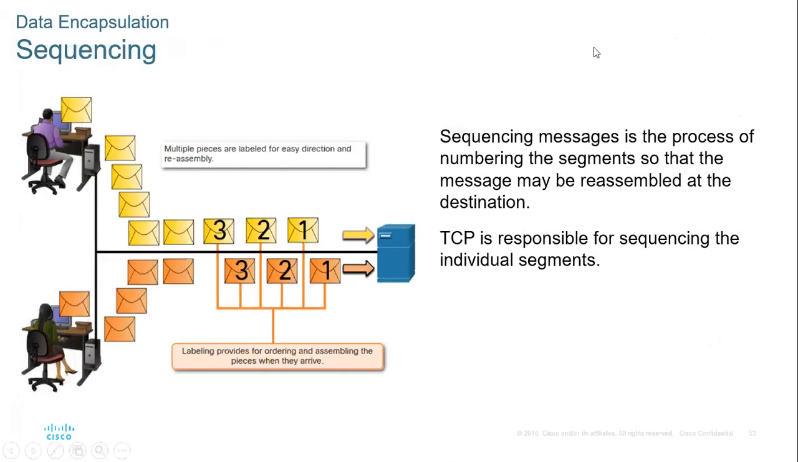Next, sequencing. Sequencing a message is the process of numbering the message so that the message may be reassembled at the destination. TCP is responsible for sequencing the individual messages, whereas in the case of UDP, no message sequencing happens.